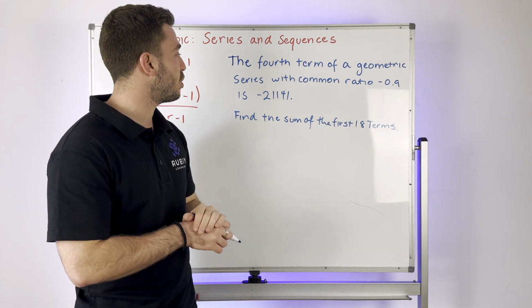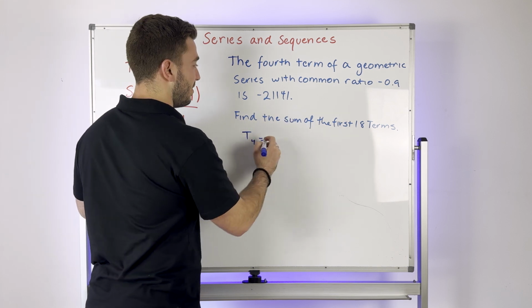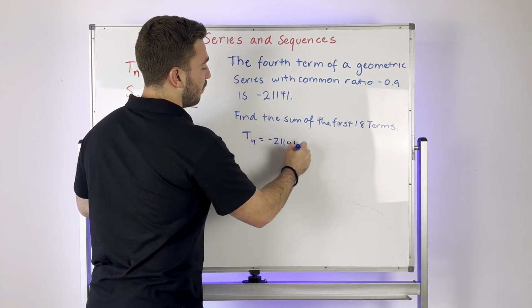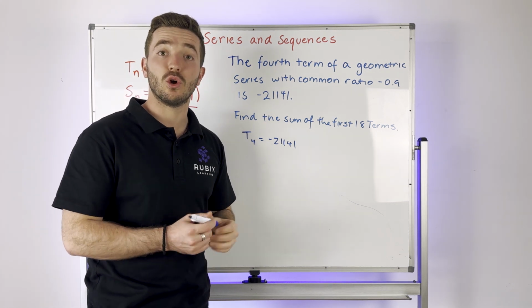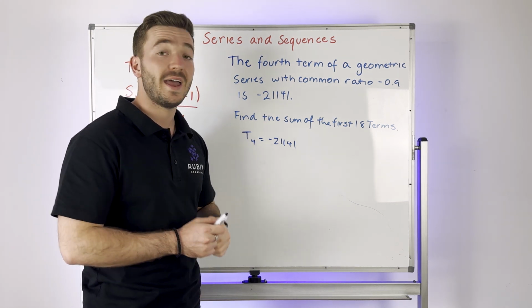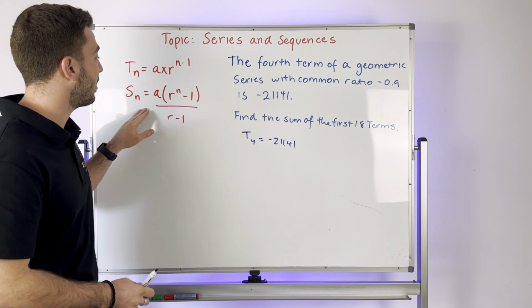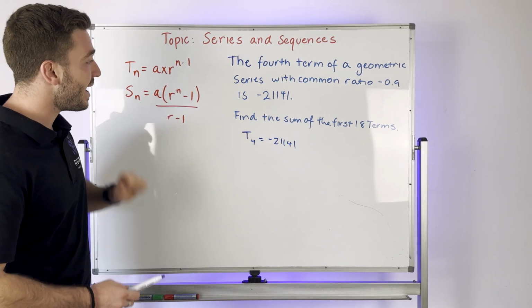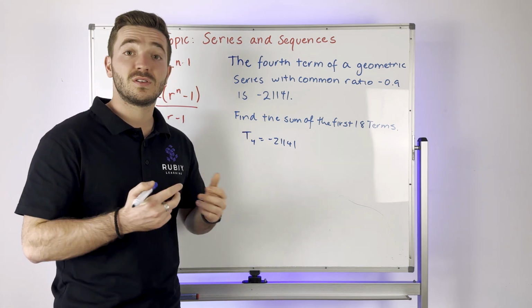We've got the common ratio, but we only have T4. We know that T4 is equal to minus 21141. We're asked to find the sum of the first 18 terms of the geometric series. However, we don't know what the first term is. If we look at the formula that we're going to be using, a is one of the requirements, but we don't know what a is. We're now going to solve for a.